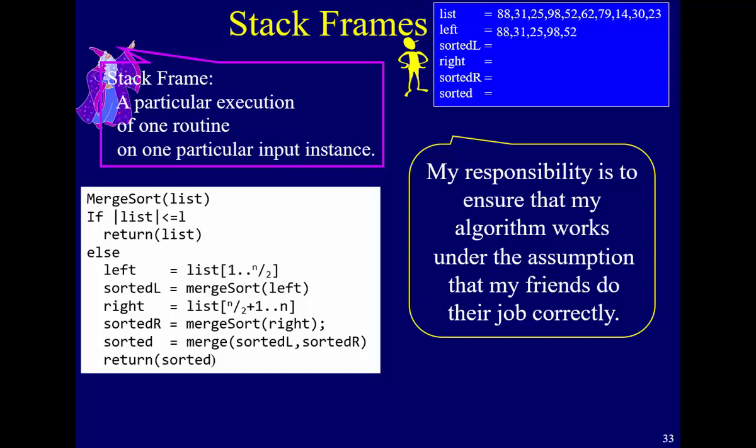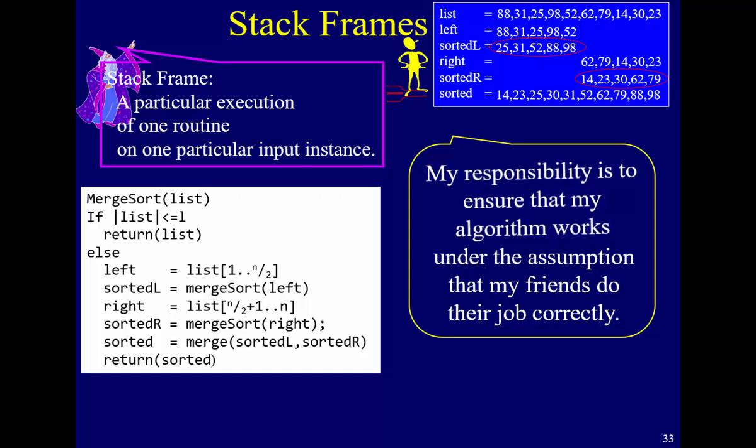All right, so here we give half of the list to one friend, and that one friend says, great, we're under the assumption that friend's going to work. So what does he do? He gives us the answer, and then we get the input for the other friend. We assume that our friend will give us the answer, and then we merge the two together. That's what the stack frame does, right?